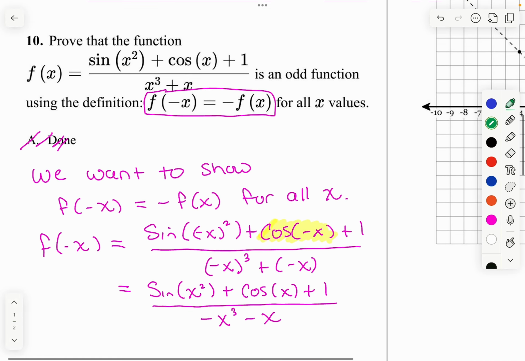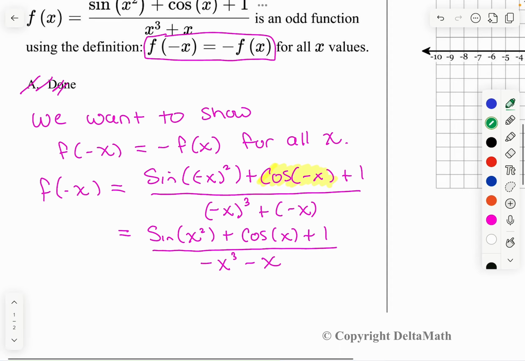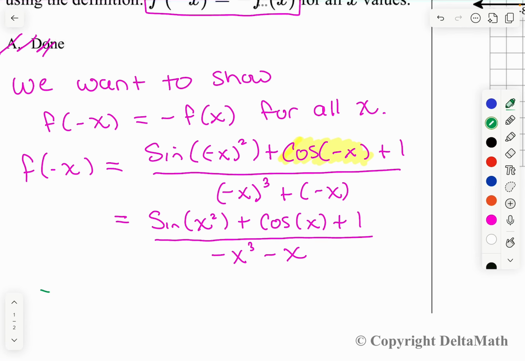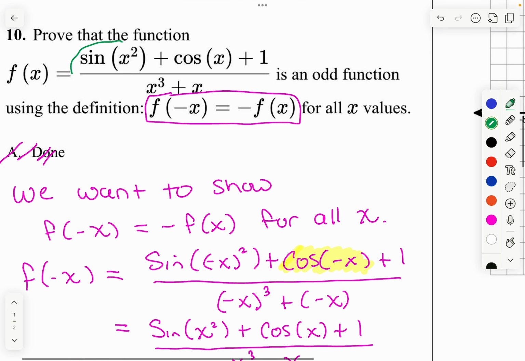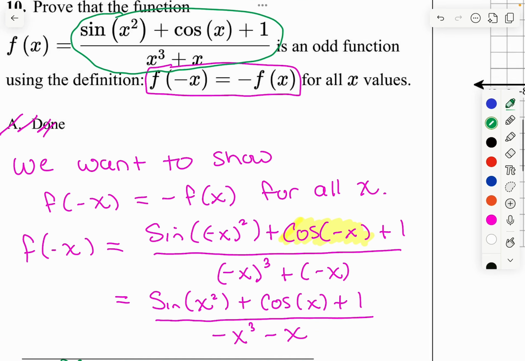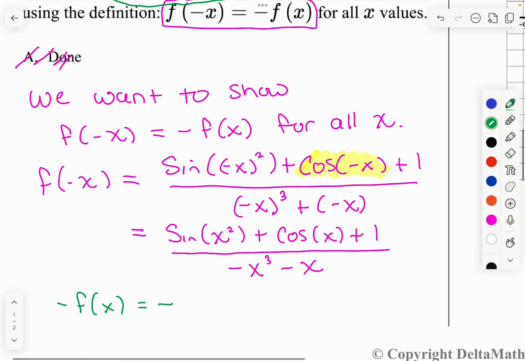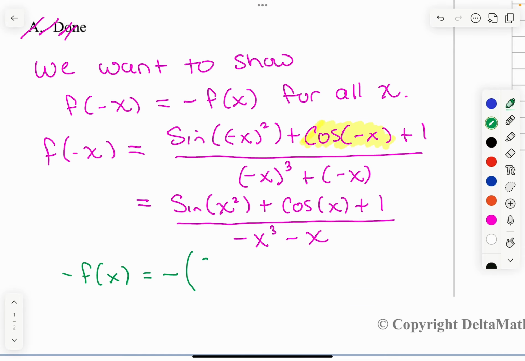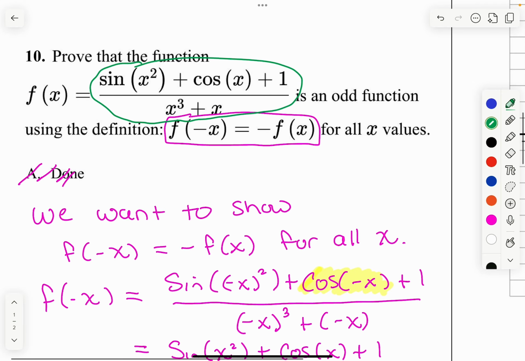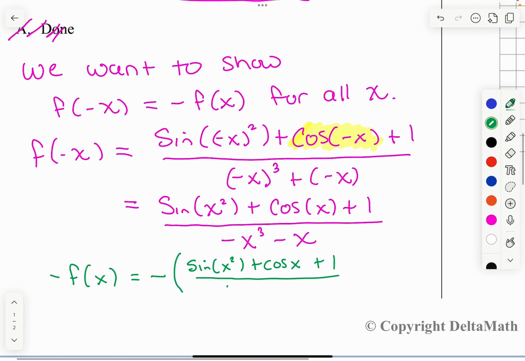All we have to do now is go look at negative f of x and show that we get the same thing. So negative f of x would be the opposite, the complete opposite of this whole thing, right? Because this is f of x. So it's the opposite of sine of x squared plus cosine of x plus 1 divided by x cubed plus x.